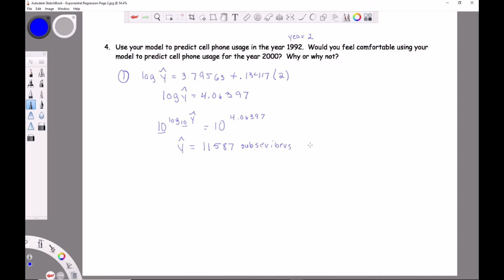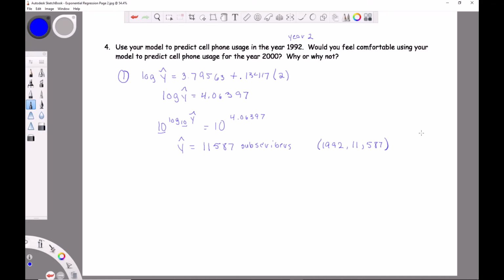All right, so in 1992, we would expect 11,587 subscribers. And if you look back, that should fit between those first two values, the first one being 5,283, and then the next one is 16,009. So that seems reasonable. Looks good.